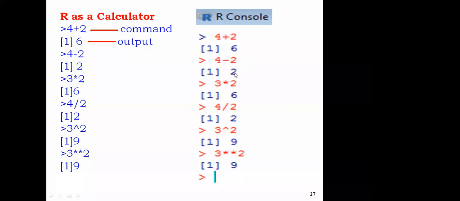So 4 minus 2, this is equal to 2. 3 star 2 means 6. 4 divided by 2, this is equal to 2. 3 cap 2, that means what? 3 square. This is 3 to the power 2. So 3 cap 2 is equal to your 9. 3 star star 2, that means this is the same. This is 9. So we can say these are the basic things about R as a calculator.